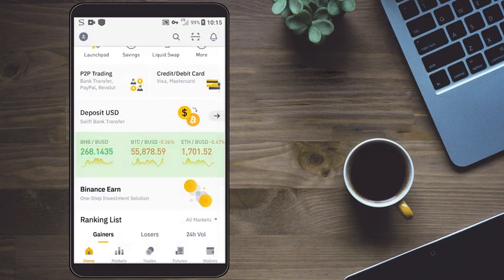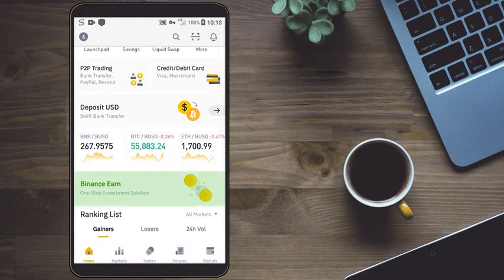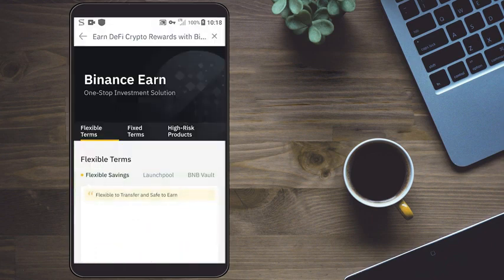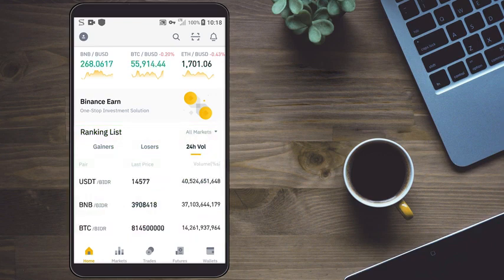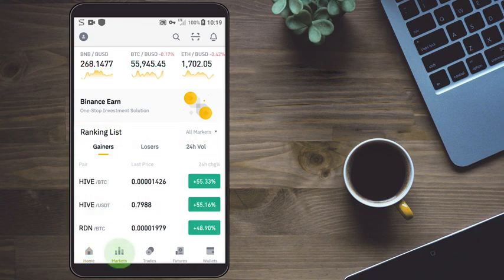Here we have the price of some coins, and here we have Binance Earn, which is some investment solutions offered by Binance, and I'll explain it in a separate video. And here we have the ranking list, which shows top gainers, top losers, and also 24 hours volume, as you can see. Let's go to markets tab.